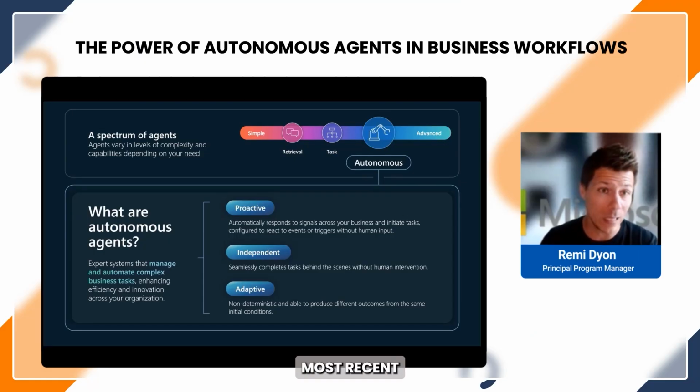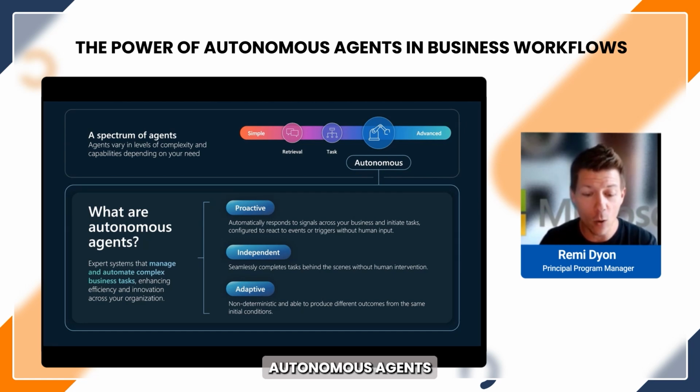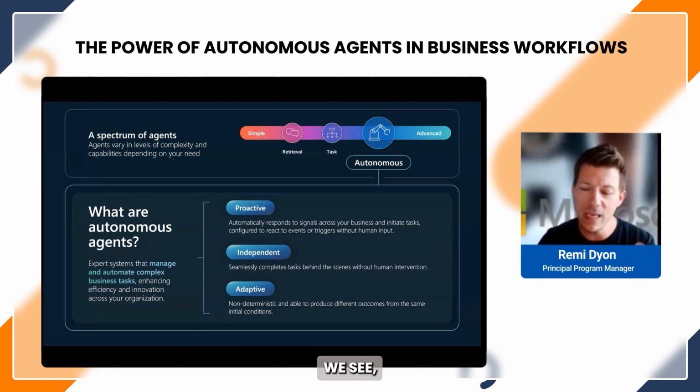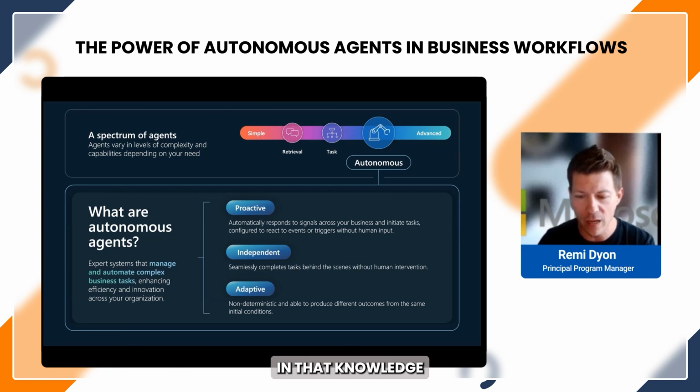One of the most recent agents that everybody is talking about is autonomous agents. If we look at the different types of agents, the spectrum of agents, we see on the left the simple agents, like the retrieval agent, where you can ask Q&A questions. It has knowledge, you can ask a question, and it will find an answer in that knowledge.